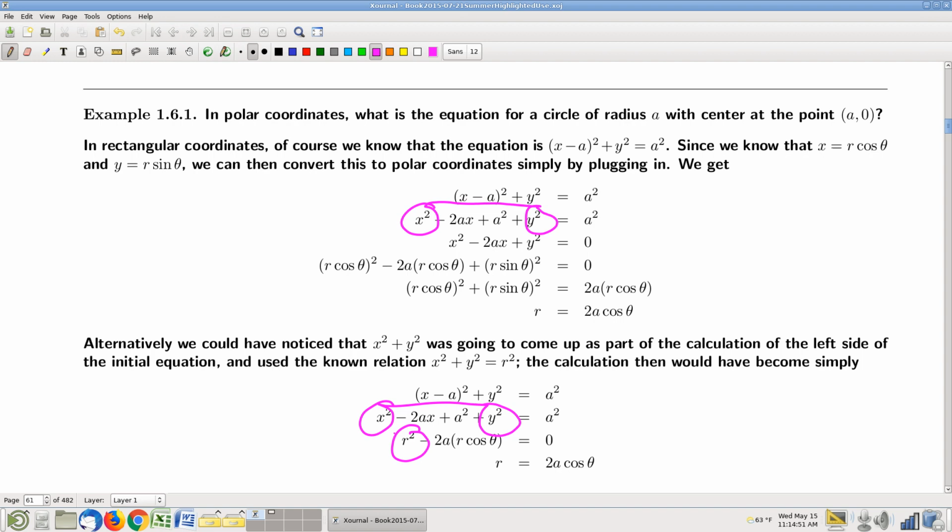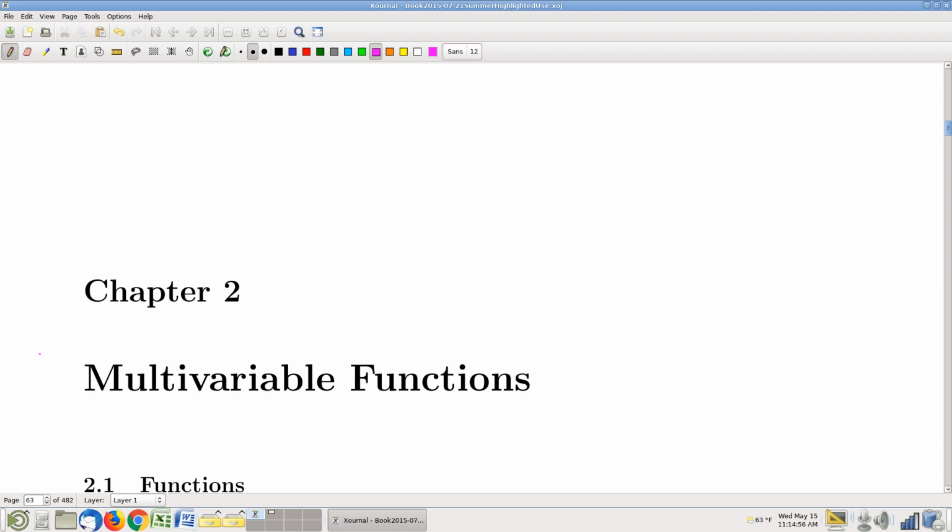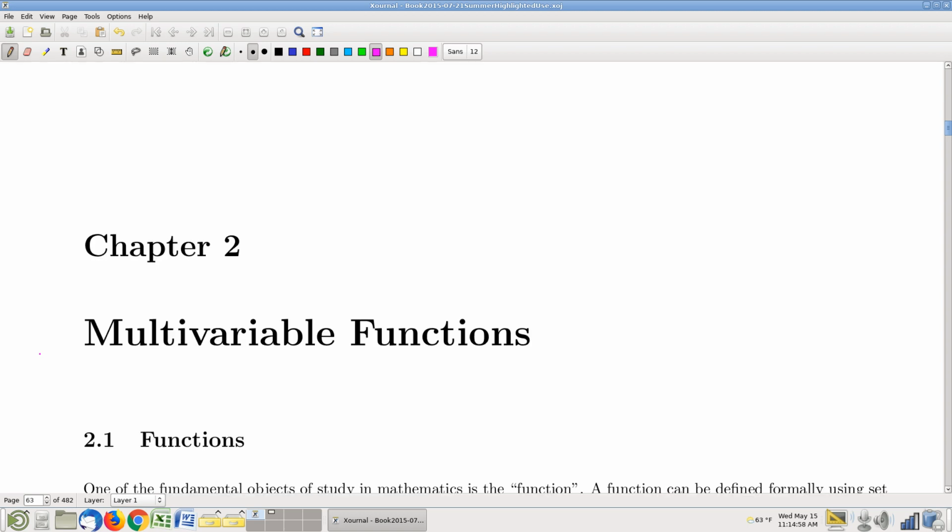Okay, so that's a great stopping point. By the way, I believe we just finished chapter 1, so we'll start with chapter 2 after the break. See y'all in about 10 minutes. Sorry to go a little over for the first half.